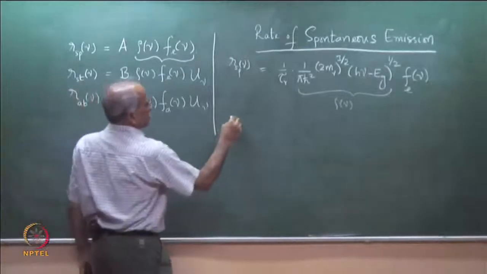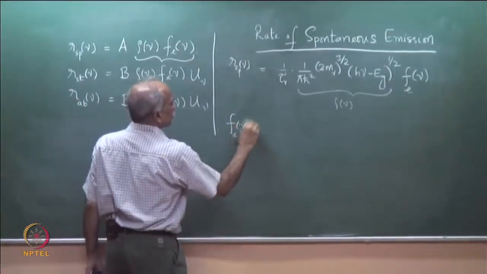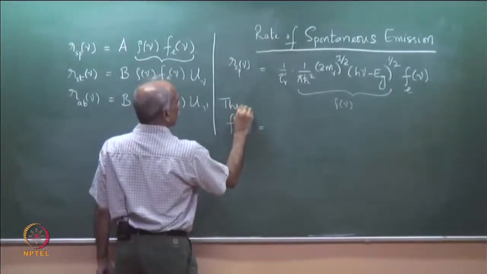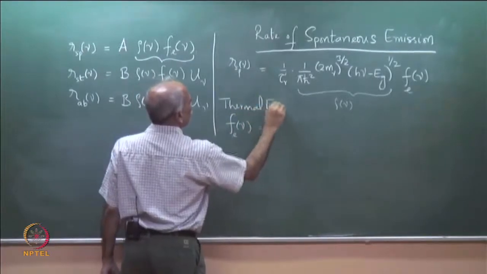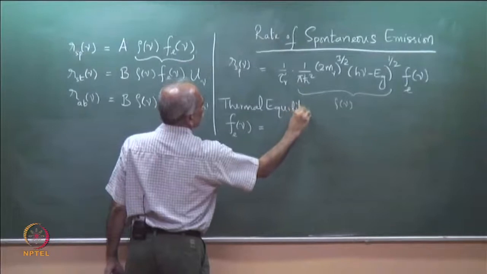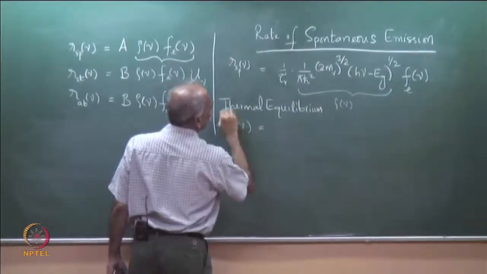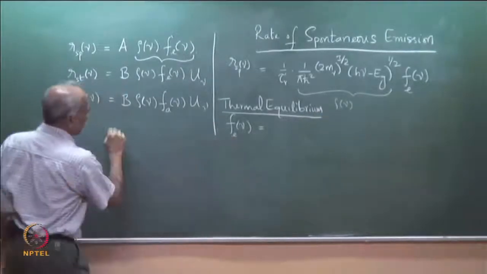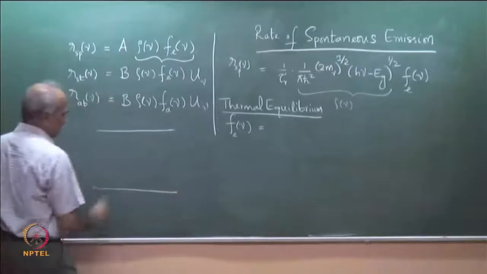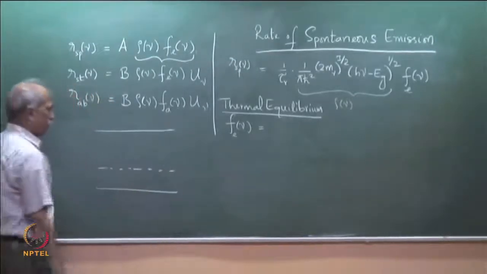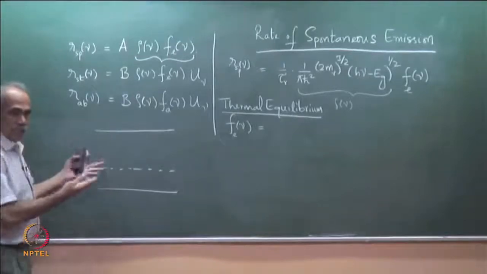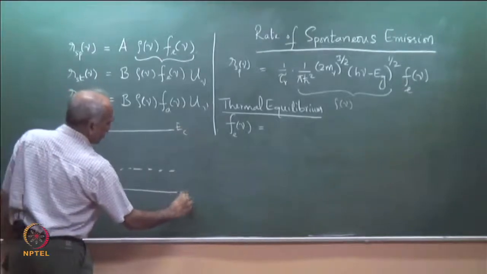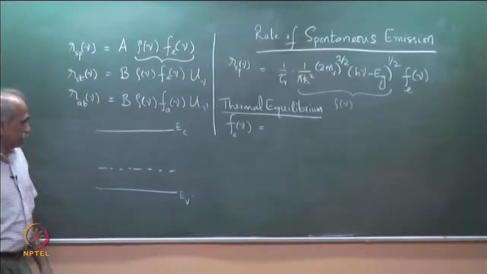Let us see the probability of emission, F_E of nu. If you recall, first at thermal equilibrium, I want to find out F_E of nu. So, we have a semiconductor, the Fermi level is somewhere, I do not know p type or n type. I am just taking a semiconductor, not taking a p-n junction yet, and this is E_c, a semiconductor in thermal equilibrium.